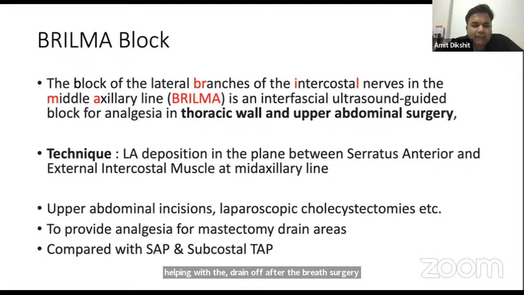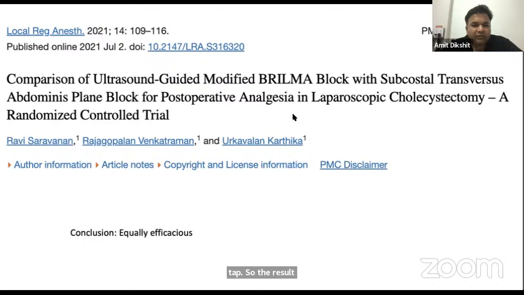So this BRILMA block is done more or less in the upper axilla, and the LA deposition is between the serratus anterior and external intercostal muscle at the mid-axillary line, around 20 mL of local anesthetic, and it has been found useful. Now the effect is also extrapolated to upper abdominal surgery, something more or less similar to the external oblique intercostal plane block. So the analgesia is comparable. Here this block was compared with SAP and subcostal TAP. The conclusion was that they were equally efficacious, and it was used for laparoscopic cholecystectomy. So these blocks may not cover the visceral component of pain, but yes, they will cover the incision site and can be of utilization there.